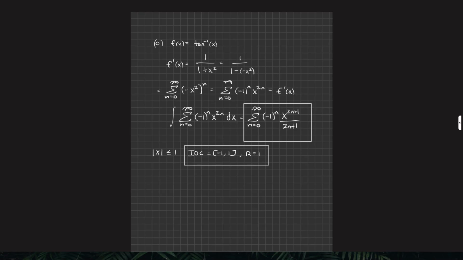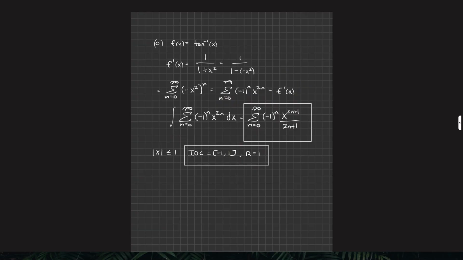And really remember, do not stop at this step after you get this power series. Remember, this is the power series for f prime. It's asking for f, so we have to go the other direction by integrating. And when we integrate, the radius stays the same as for f prime.